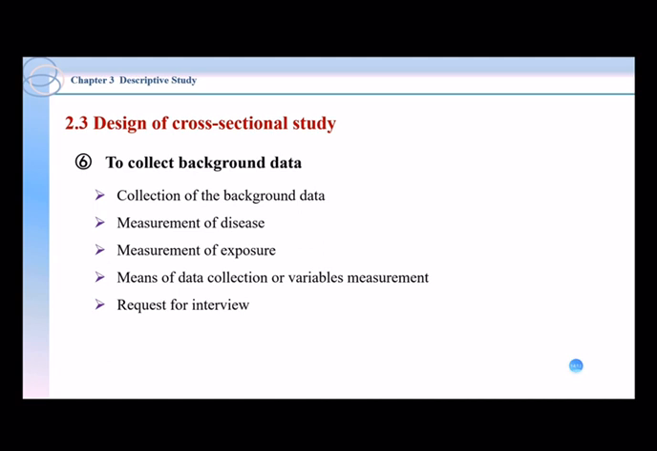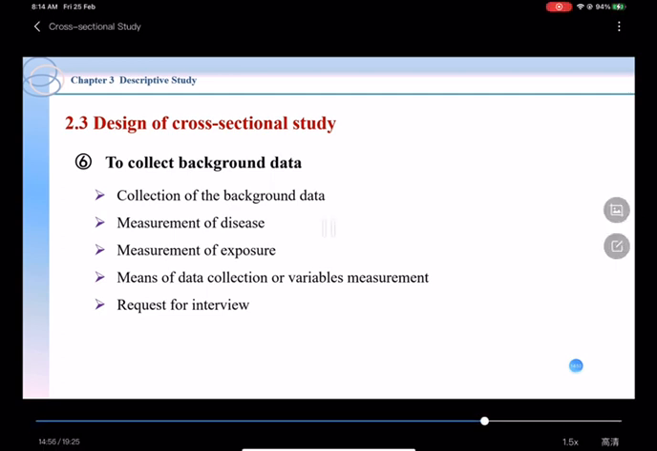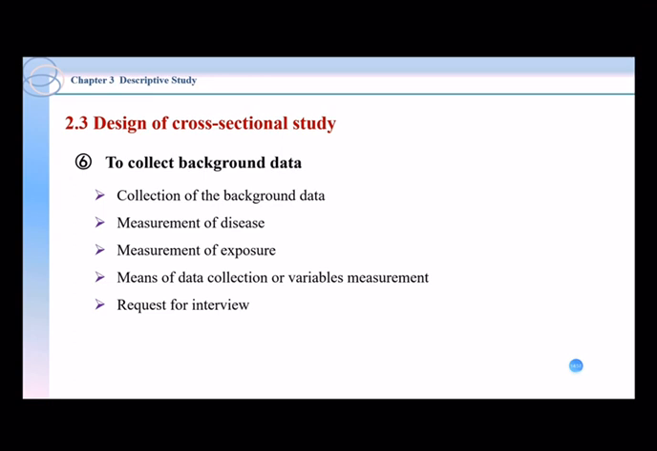The next step of designing a cross-sectional study could be to collect background data. When we talk about collecting background data here, you need to know more about this research area. You need to be familiar with the standard diagnosis of the disease and the standard measurement methods that can be used for exposure. For example, how do you define a regular smoker? We usually define a regular smoker as someone who has been smoking for half a year and at least every day, so he or she smokes every day for at least half a year.